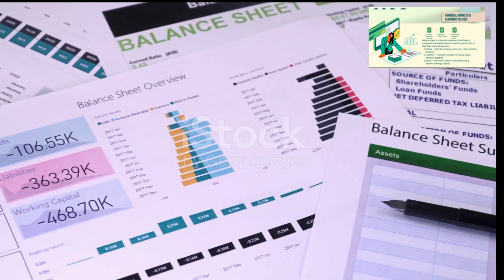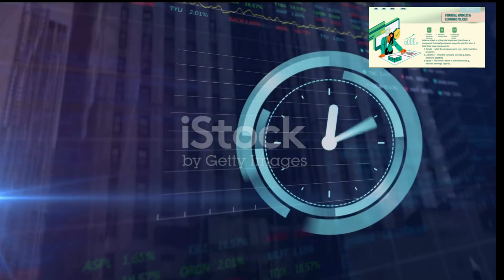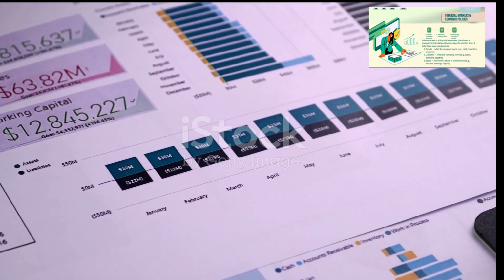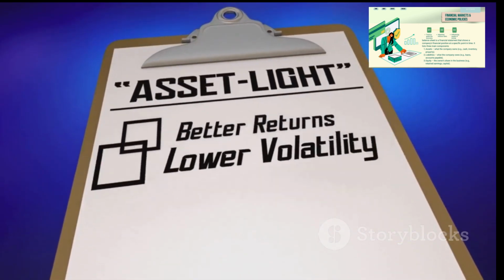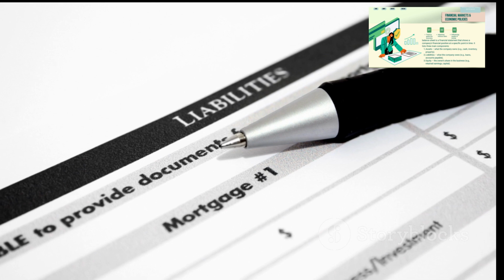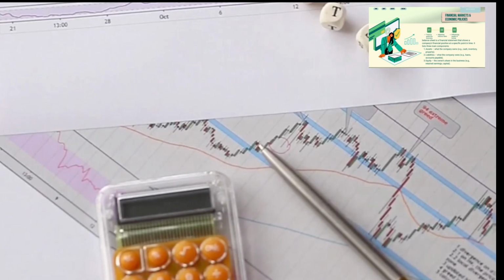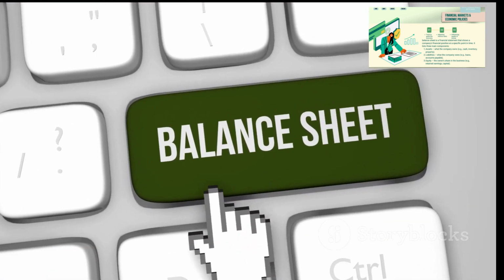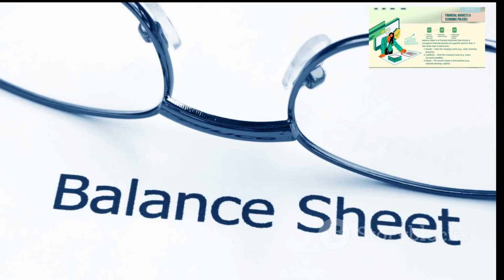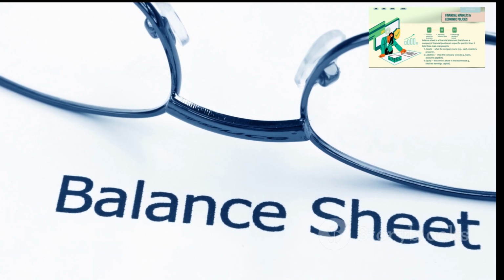Think of it as a snapshot of a company's financial position at a specific moment. It's divided into two main sides: assets, what the company owns, and liabilities, which includes everything the company owes, plus what belongs to shareholders. The golden rule? Assets always equal liabilities plus shareholders' equity. That's the basic equation at the heart of every balance sheet.